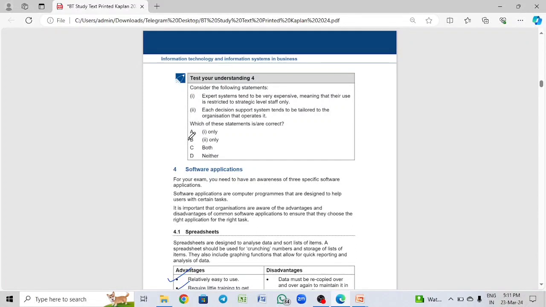Consider the following statements. Expert systems tend to be very expensive, meaning that their use is restricted to strategic level staff only. And each decision support system tends to be tailored for the organization that it operates. So the first one is wrong because it can be used by any levels. And the second one is right. Decision support systems are tailor-made. So the answer to this statement is B.